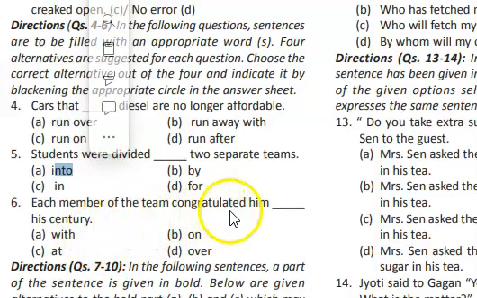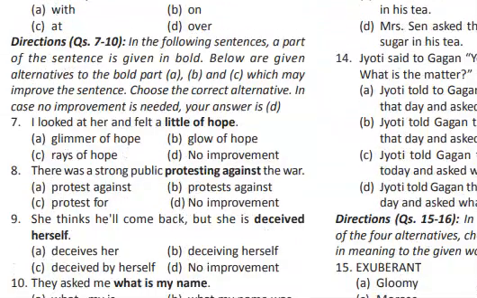Each member of the team congratulated him. So simply you have to find out which of these 4 prepositions can go with the word congratulate. Do you know which preposition congratulate is followed by: with, on, at, over? It is followed by on. So your answer should be B. Try to answer the question before I give you the explanation.